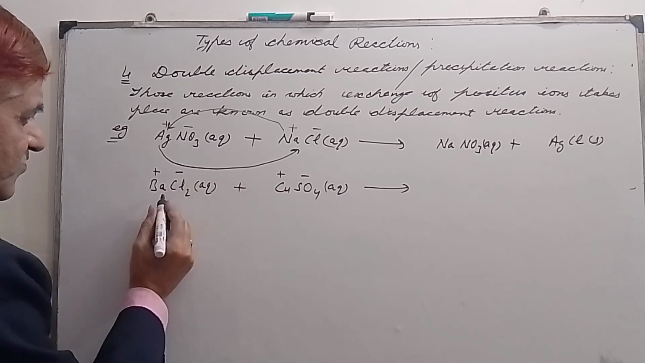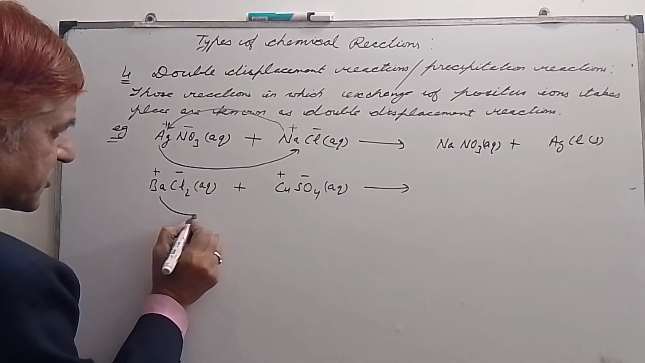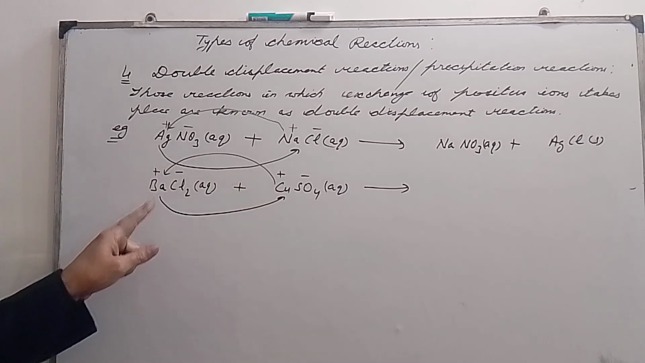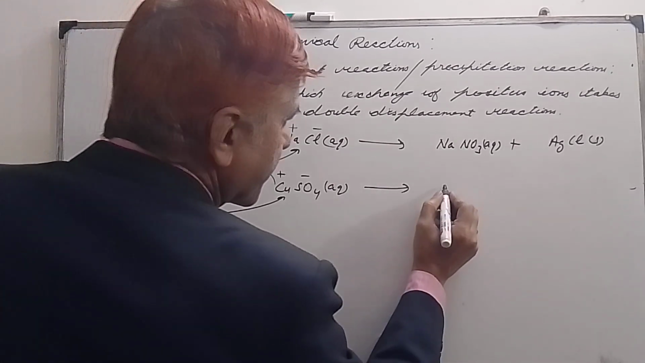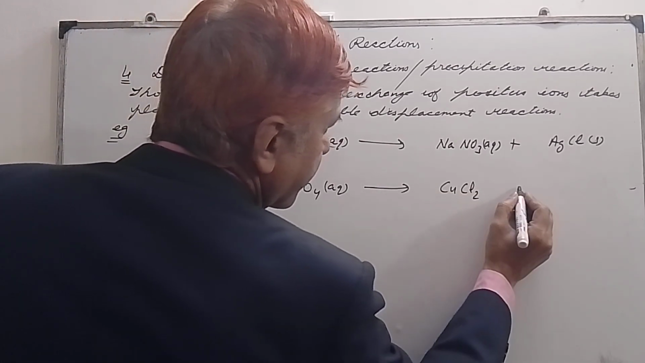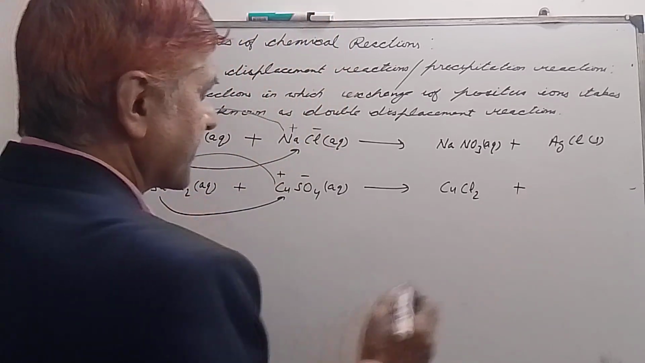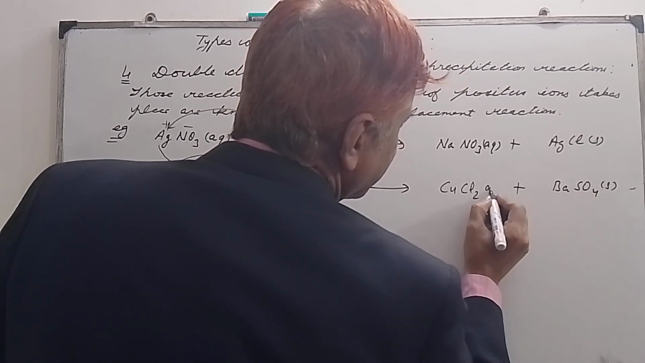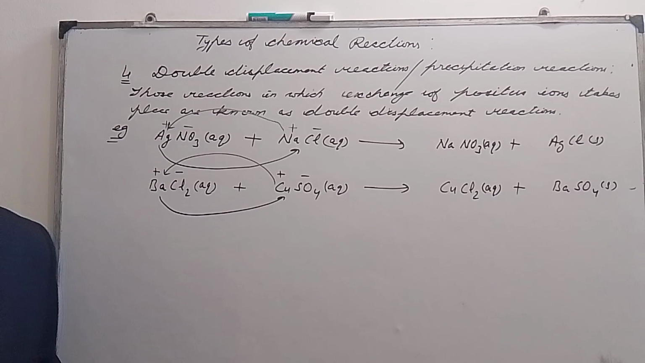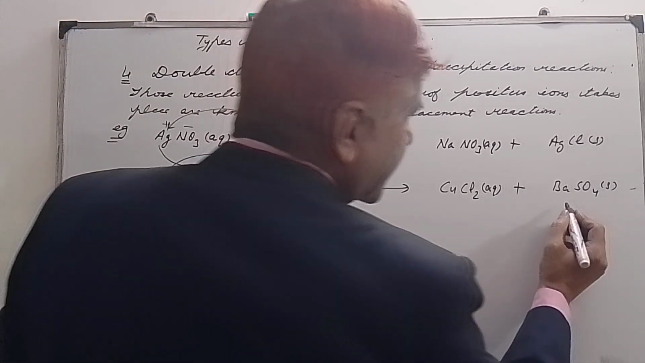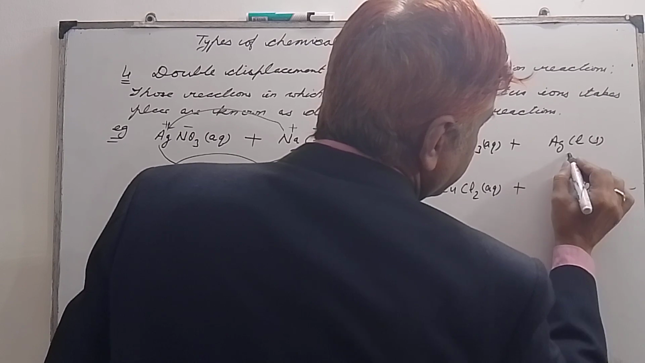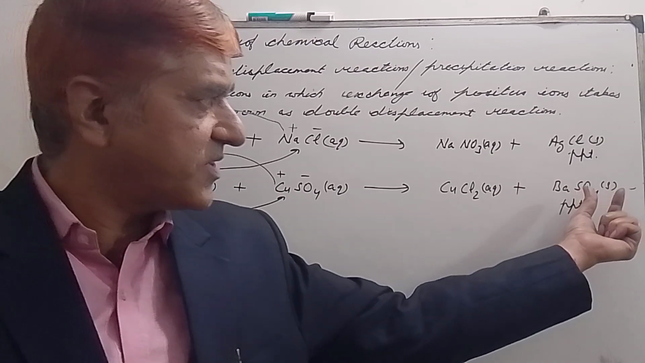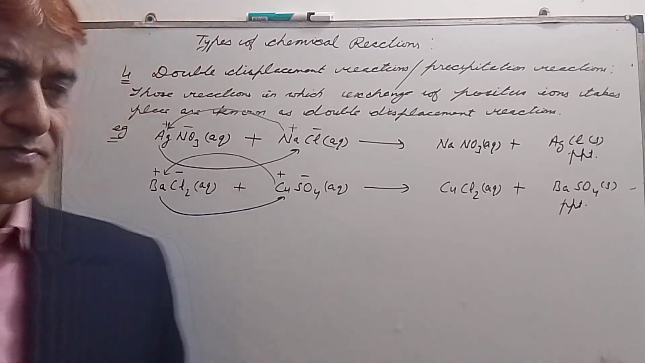So barium will take the position of copper, and copper will take the position of barium. So as a result we will get copper chloride plus barium sulfate. So these are actually precipitates. You know very well that the product with which solid is written, those are actually precipitates.